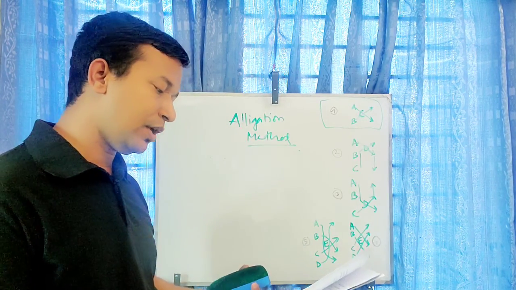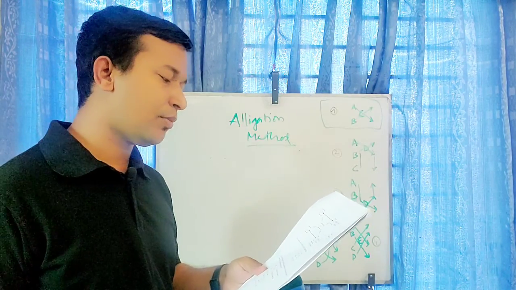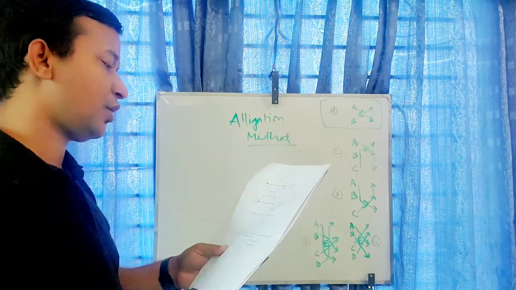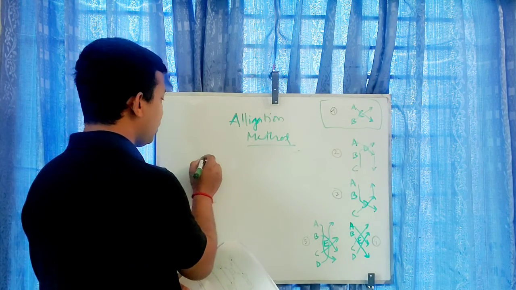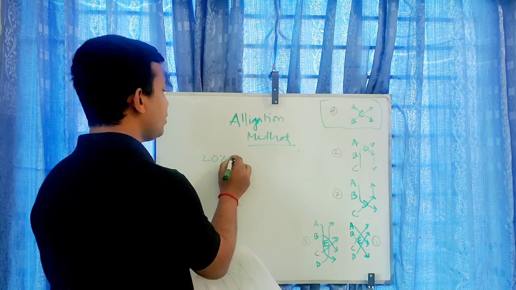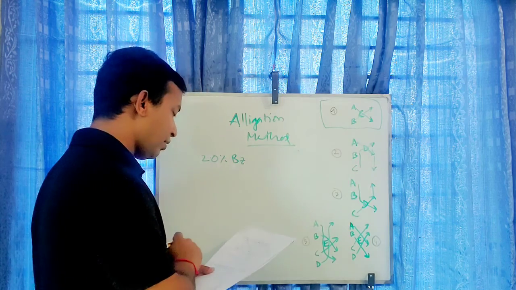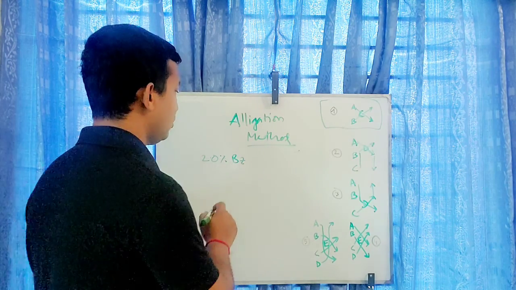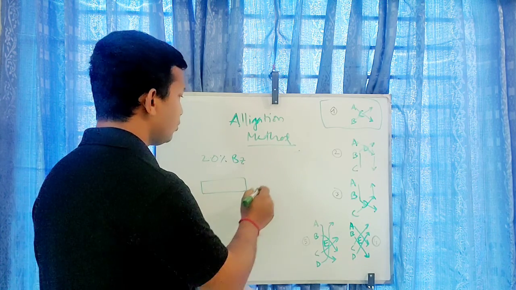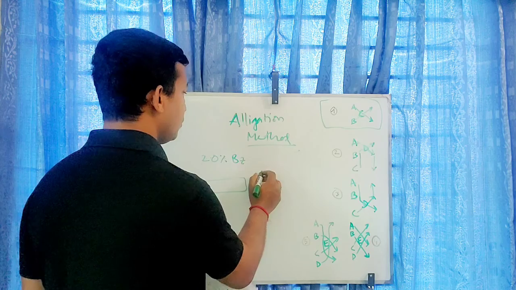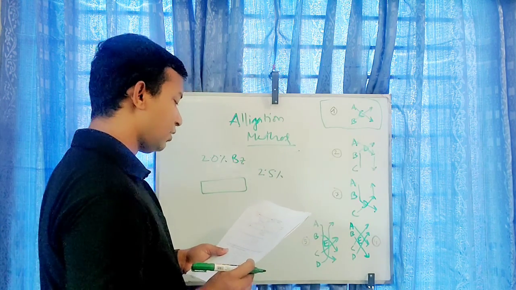So this is another math problem. What proportion should 20% benzocaine ointment be mixed with an ointment base to produce 2.5% benzocaine? So now they're telling us 20% benzocaine ointment is to be mixed with an ointment base so that the final concentration becomes 2.5%.